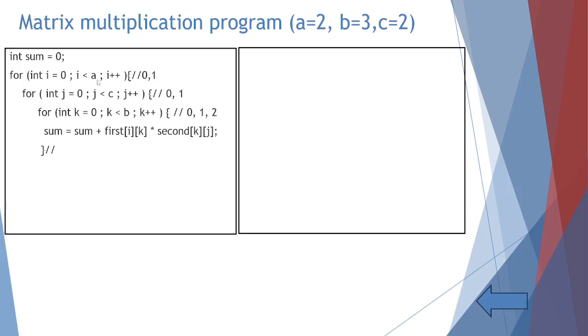How? Now when I is 0, J is 0, K works 3 times. When I is 0, J 1, K works 3 times. Then I is 1, J 0, K 3 times. Like that, A is 2 multiplied by 2, that is C, multiplied by B, that is 3, multiplication rules. 12 times this loop structure works. Let's understand one by one.